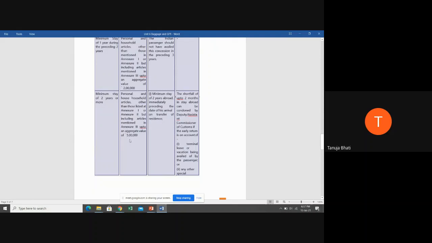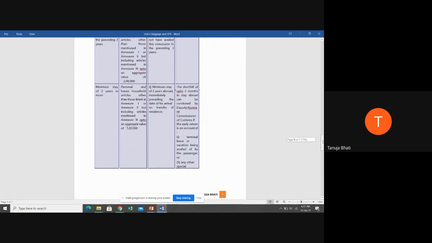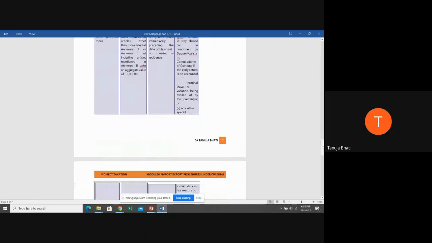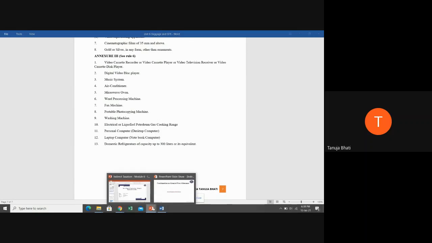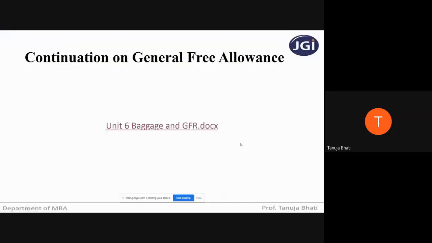So depending on the stay abroad, whenever any problem is given to you, you have to first see what the period of stay abroad is. Based on that, the general free allowance will be given for all the articles which the person is carrying with him, which are mentioned in Annexure 3. So we are done with the little part that was remaining on general free allowance.